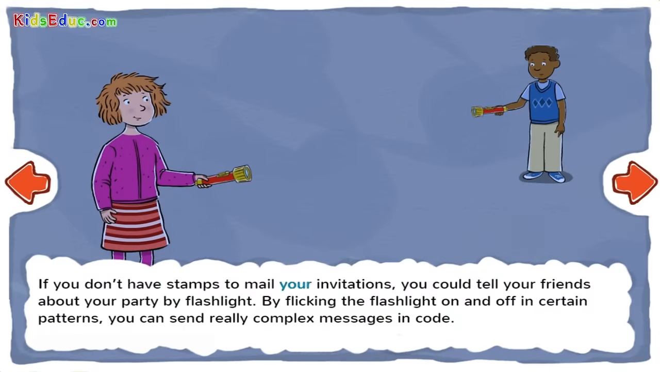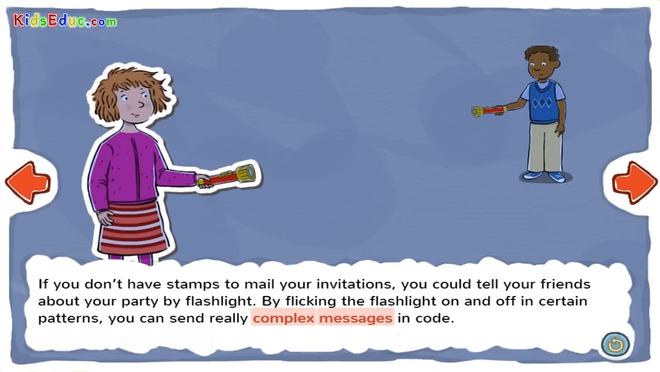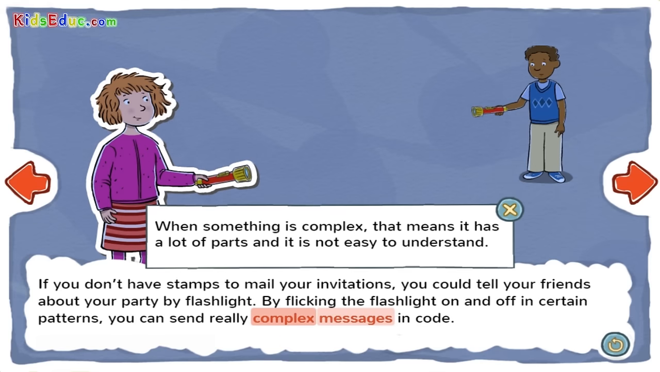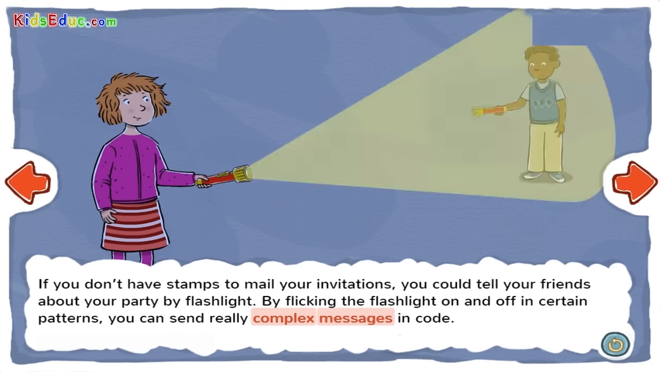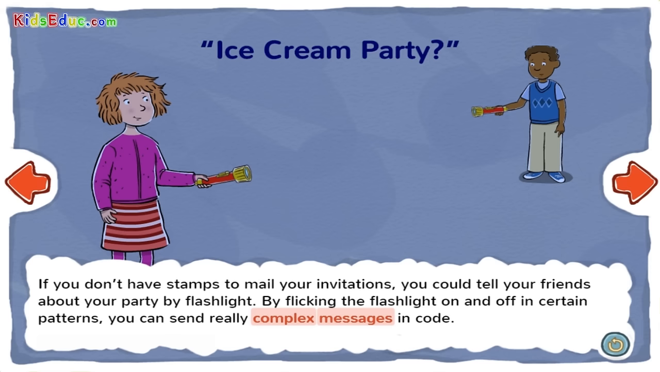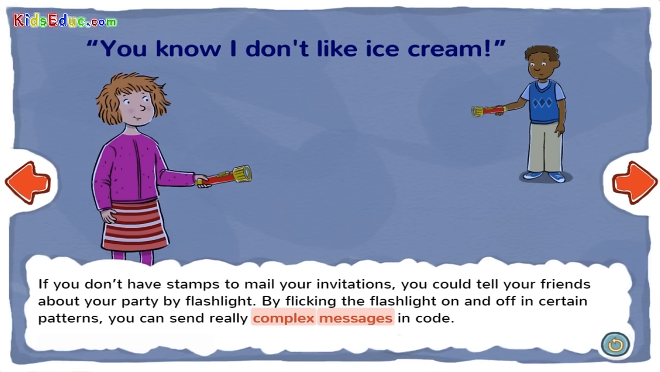If you don't have stamps to mail your invitations, you could tell your friends about your party by flashlight. By flicking the flashlight on and off in certain patterns, you can send really complex messages in code. Complex. When something is complex, that means it has a lot of parts and is not easy to understand. Ice cream party? You know I don't like ice cream.